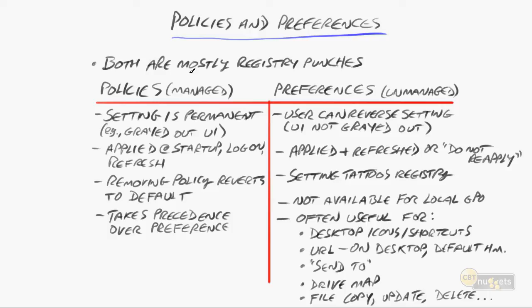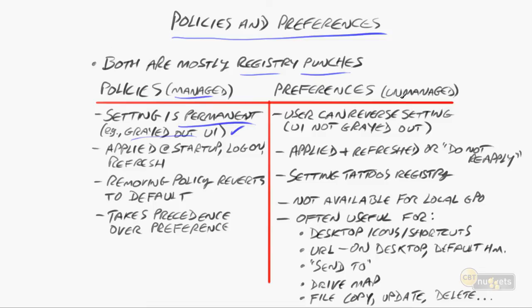Some things to keep in mind is both of these really are just registry punches. It's just that the policies write to the registry in a location in such a way that they are revertible back to the defaults if you remove the policy. Preferences, not necessarily so. Now, let's take a look at a comparison between these two. With a policy, these are also called managed policies. When you make a setting, it's permanent for as long as that policy is in effect. For example, if it's a UI item, maybe the UI is grayed out. That would be the case, for example, when we try to change our desktop background and we were prevented from doing so by policy. Well, it was grayed out and unavailable.